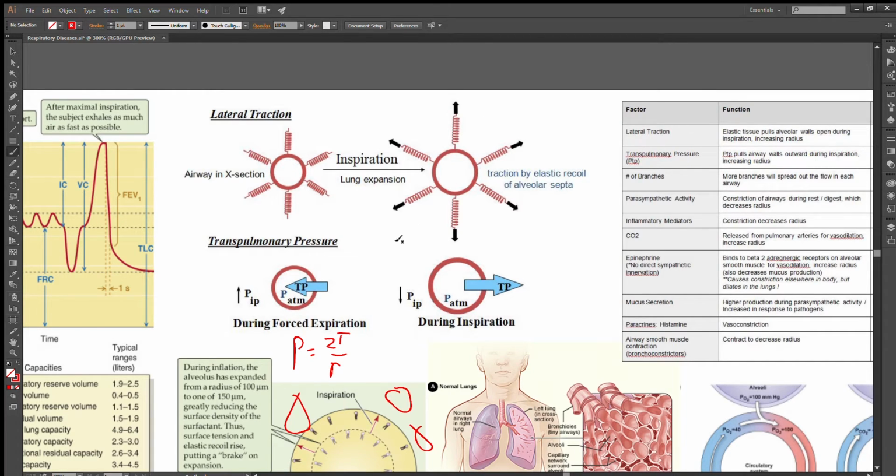Whereas for transpulmonary pressure, the transpulmonary pressure acts outward on airway walls and therefore increases their diameter. And this is especially true during inspiration. So remember, it's easier to inspire than to expire, because as you're inspiring, you have resistance decreasing because you're increasing the radius, and you also have a decrease in pressure. Whereas for expiration, it's the opposite. The alveoli are getting smaller, and you're going against this resistance and pressure gradient.